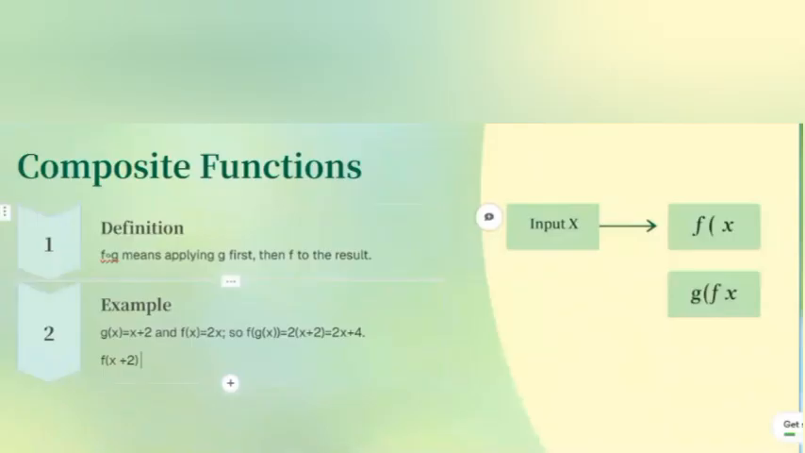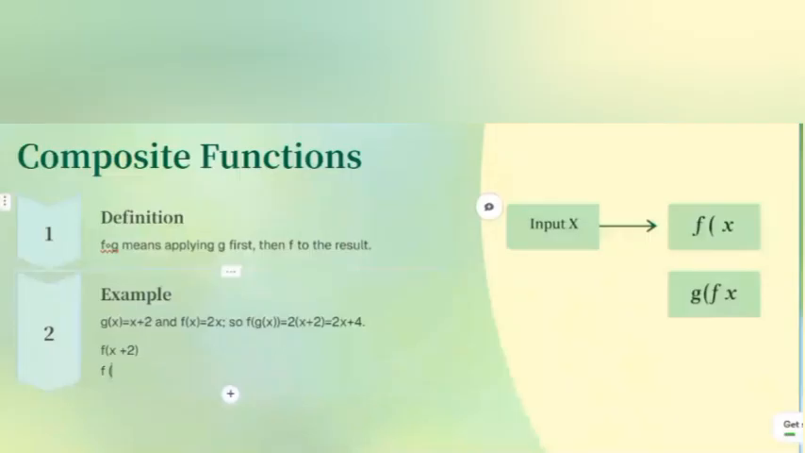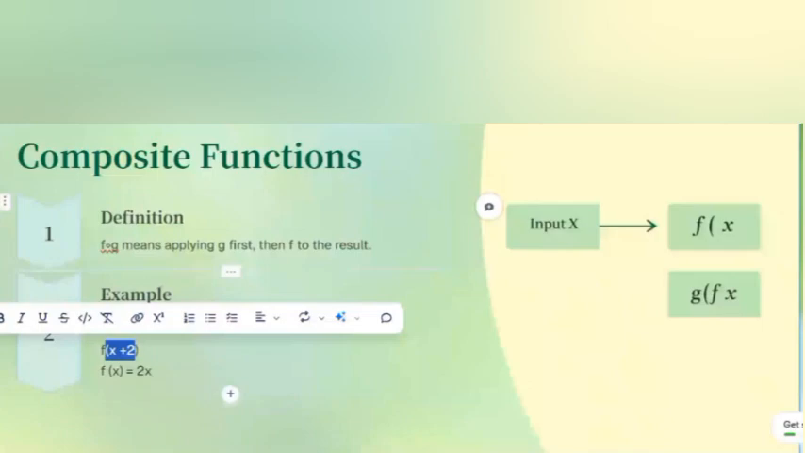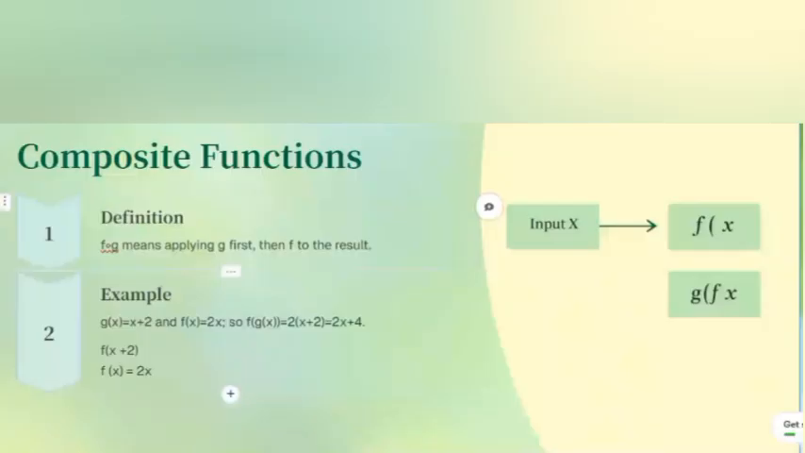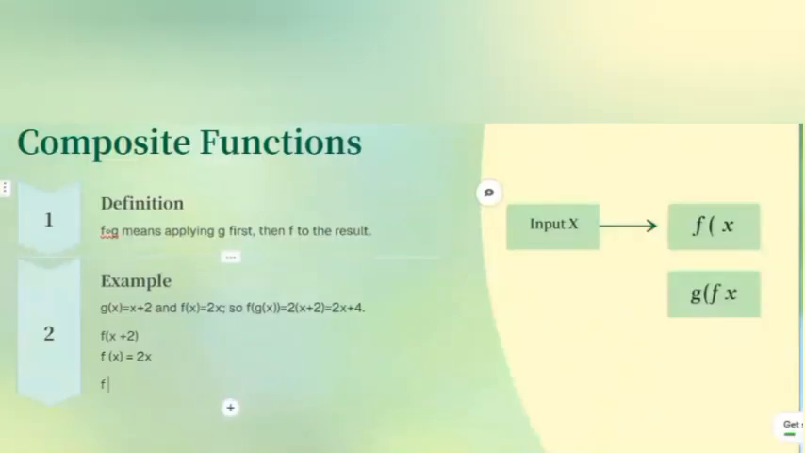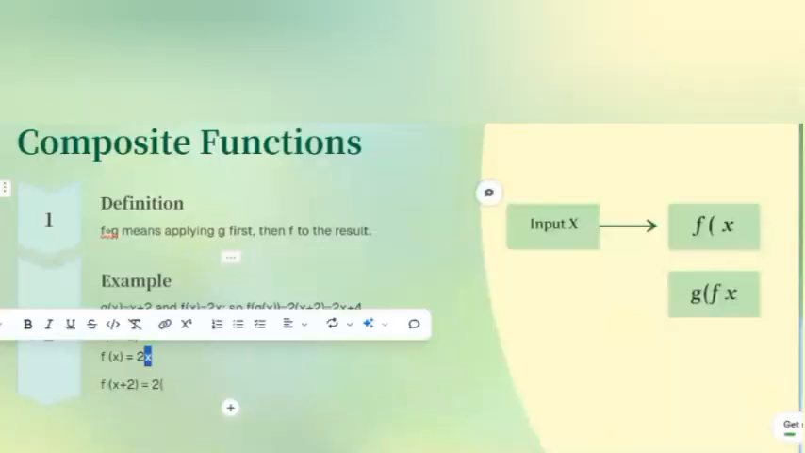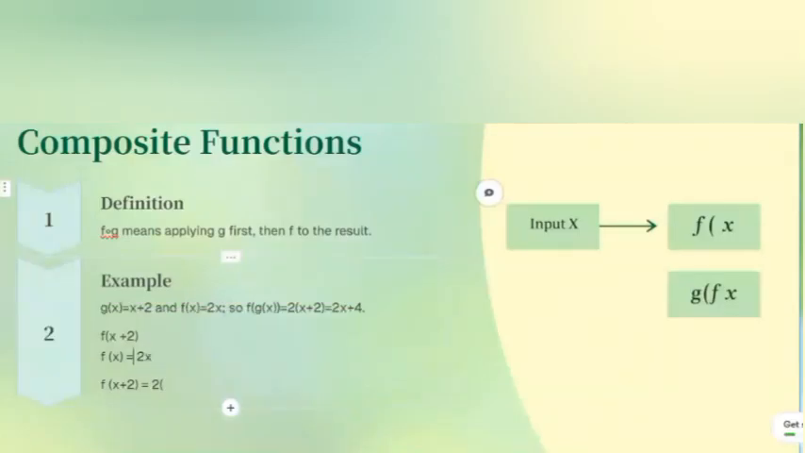Because in the question, you're already told that f of x is 2x, right? So now what is f of x plus 2? It simply means that anywhere you see x in the question, you replace it with this new input. So x plus 2 now is your new input. So f of x plus 2 is going to be equal to 2 into what? Anywhere we see x, we replace it with x plus 2. And that's how we arrived at 2 into x plus 2, which opens up into 2x plus 4. I don't know if that's clear enough.